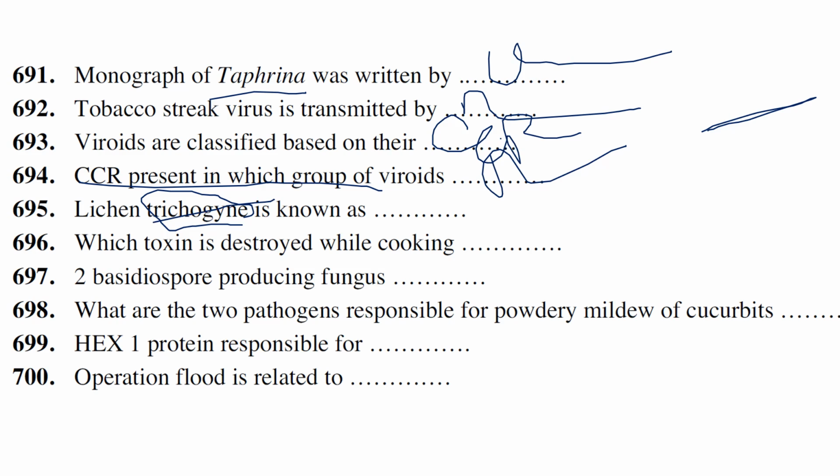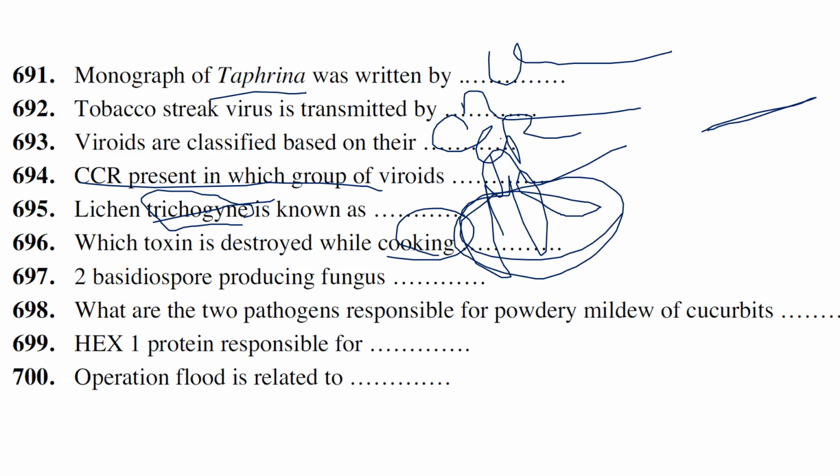Which toxin is destroyed while cooking? In Helvella, helvellic acid is a toxin which is destroyed during cooking. After this the toxin is destroyed and we can have this Helvella mushroom. So don't eat it without cooking. Okay.